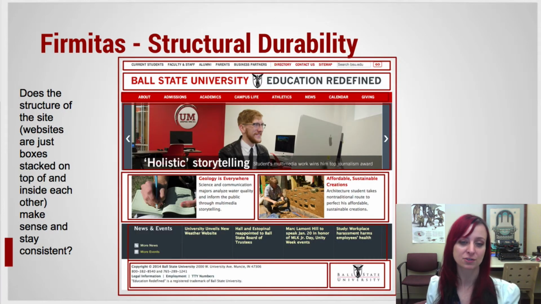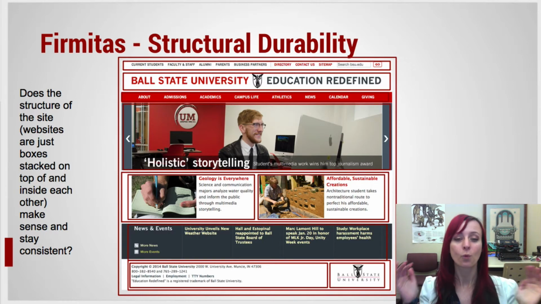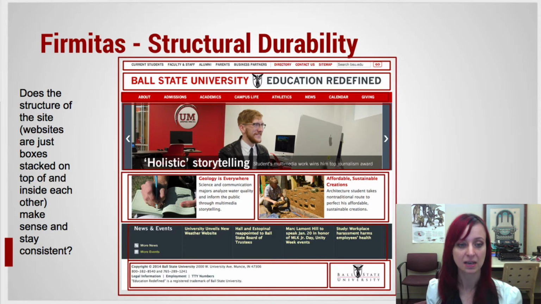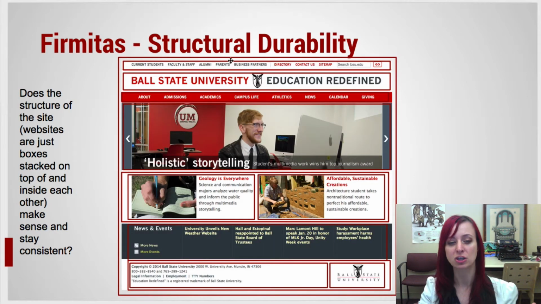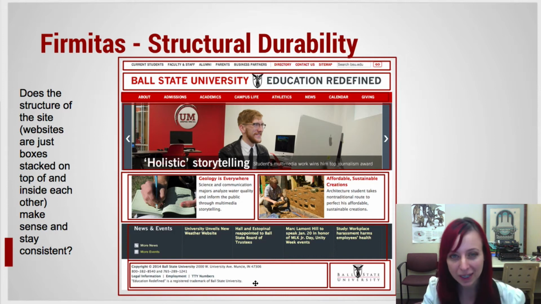You might also think about structural durability as the structure of the website in terms of the boxes that it's made of. Websites are just boxes. They're boxes inside other boxes, stacked on top of other boxes. So does the structure of the site make sense and stay consistent? So here's the Ball State website. You can see I've outlined the boxes. Here they are. It's just boxes. But they have to make sense, the order that they're in. The stuff I use the most should be at the top, so all the buttons are at the top. The stuff I use the least should be at the bottom because people don't look at the bottom of websites. And so we've got like the copyright information, stuff I don't care about down at the bottom.